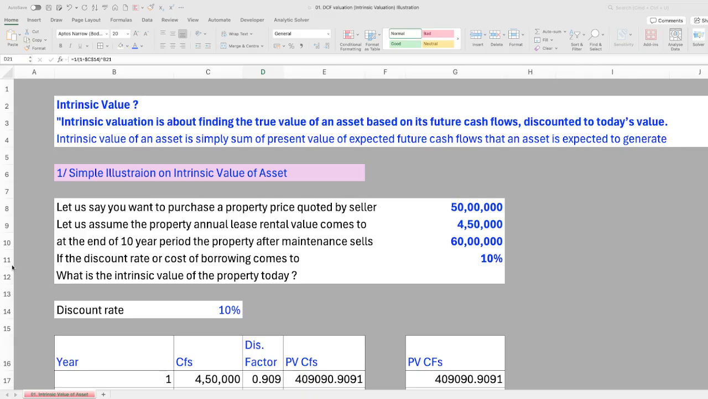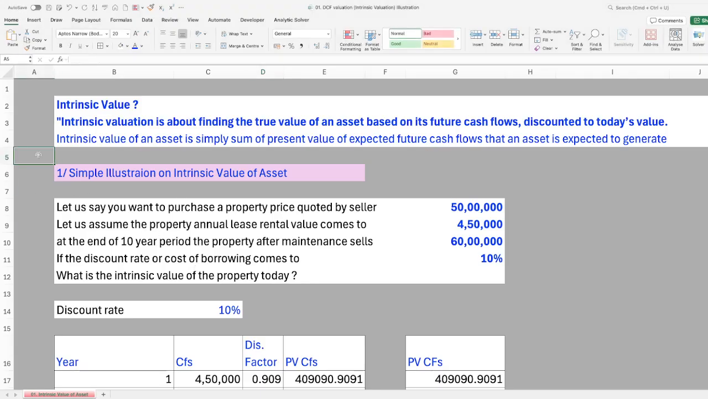This video will begin understanding what is intrinsic value of an asset, intrinsic value of a stock using the dividend discount model, and what is the value of a bond, an annual coupon paying bond, and a semi-annual coupon paying bond.